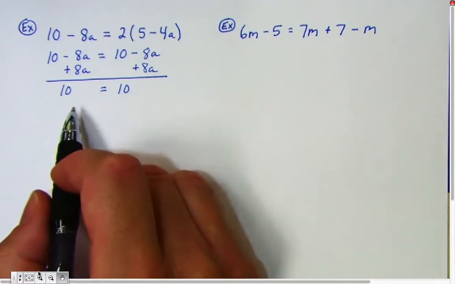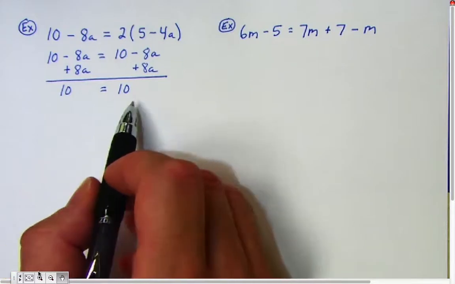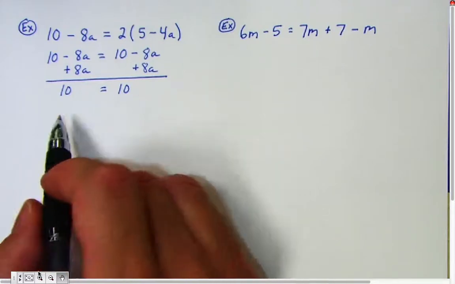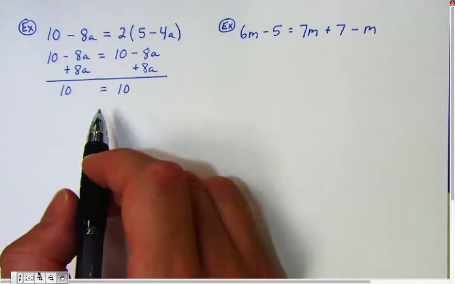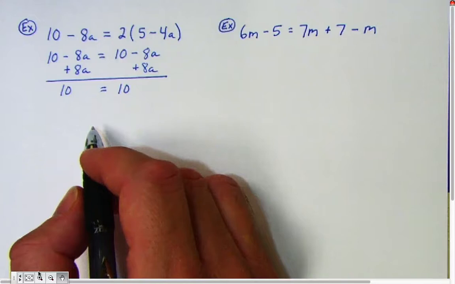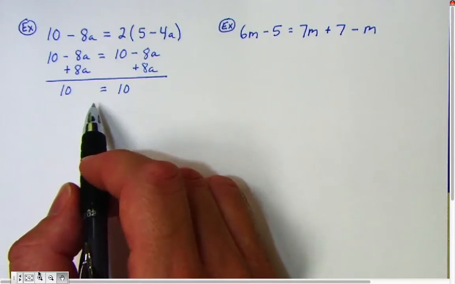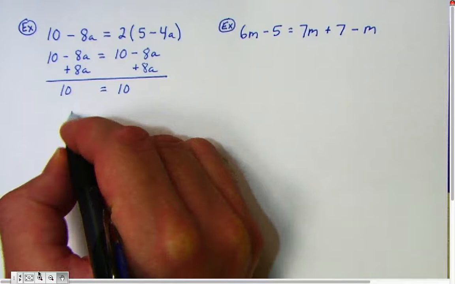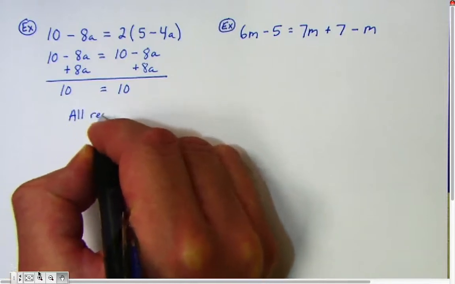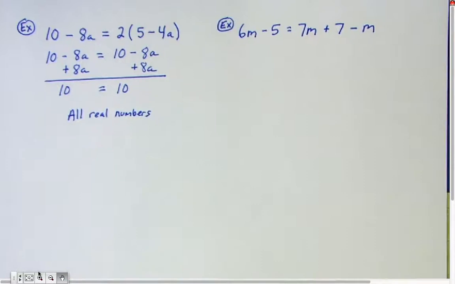Whenever you see a situation like this, where at the end of your problem you have some constant equal itself, such as 10 equals 10, or 3 equals 3, or negative 5 equals negative 5, this is a special situation that tells you there's actually an infinite number of solutions to this problem. In fact, there's not just one answer. In the previous problems today, there was just one answer to each equation. But here, you could say that all real numbers will work to solve this equation.